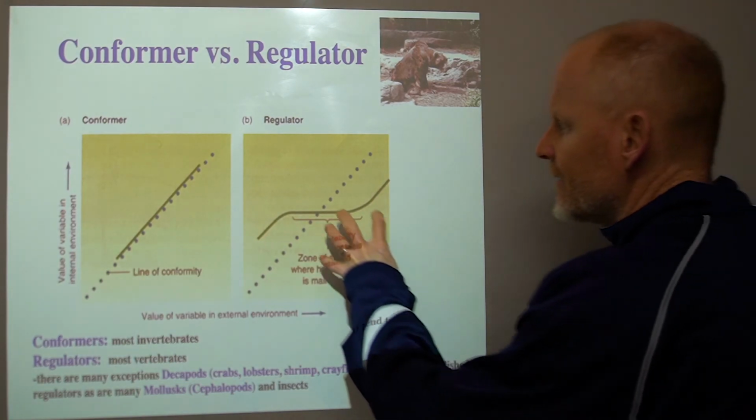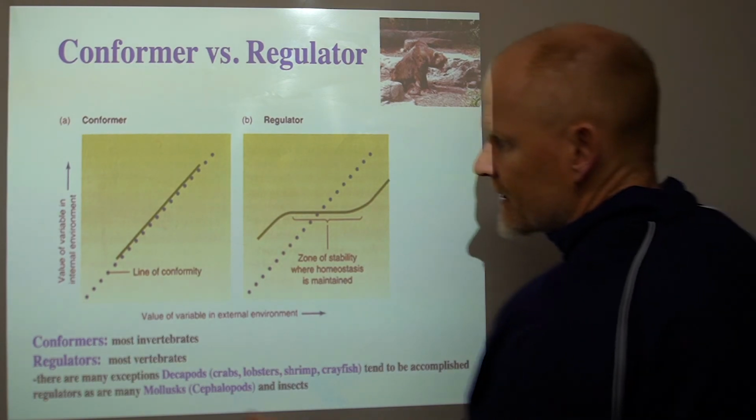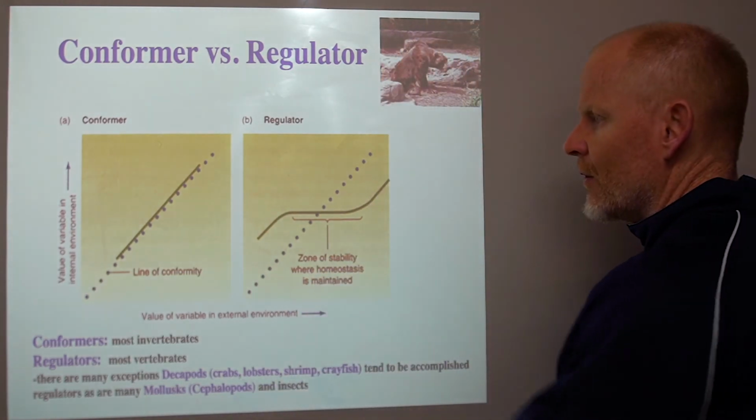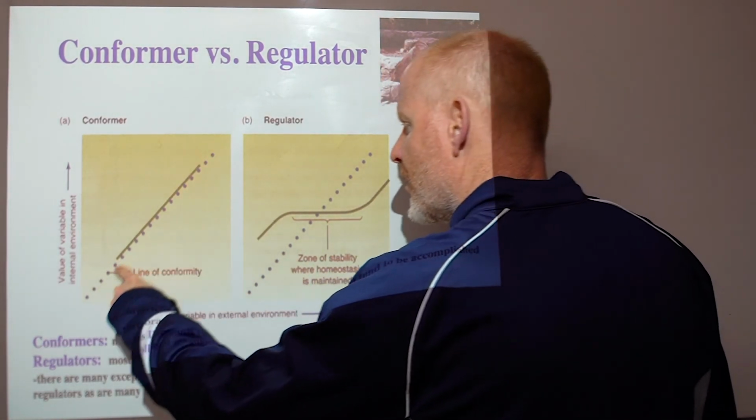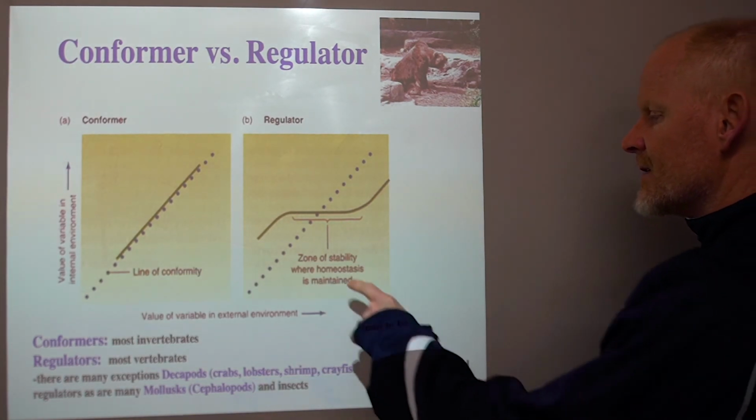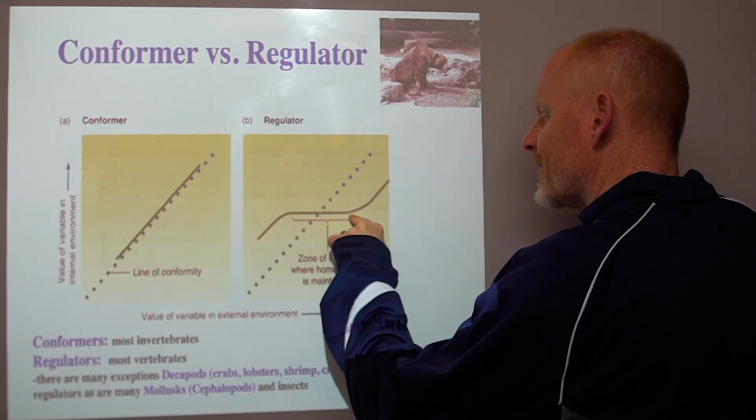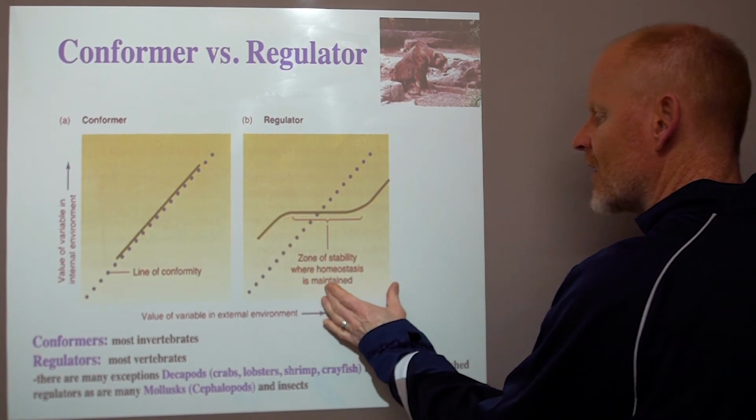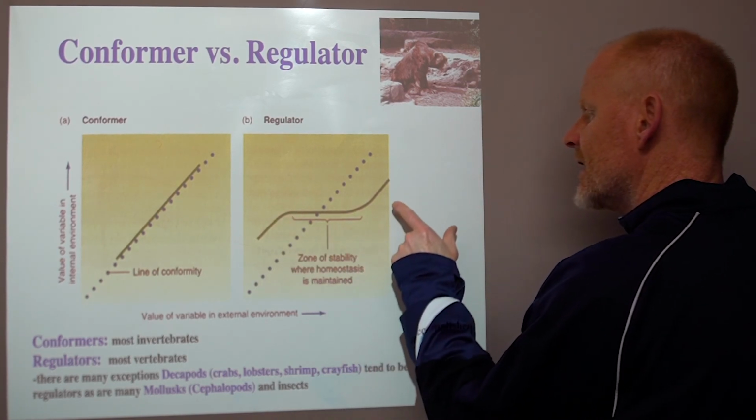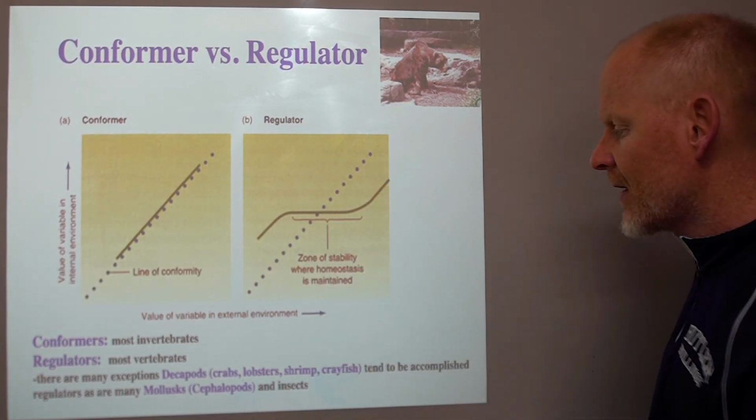So this shows you conformers next to regulators. And this is our variable we're talking about, our environmental variable and our internal environment. It is going to go up or down, and notice conformers will simply conform to that variable. They run the line of conformity. Here is what it looks like over here. The same disturbance in a regulator is going to stay flat. And this zone here where it stays flat is called the zone of stability, or the zone of stableness, where I can maintain homeostasis. Notice when I get too extreme on either side, I have to conform. If I don't conform, then I'm going to die.